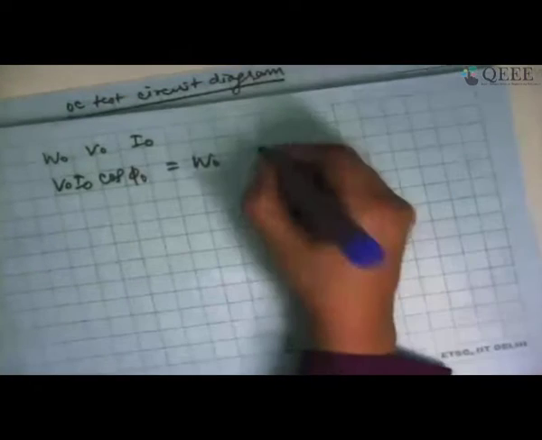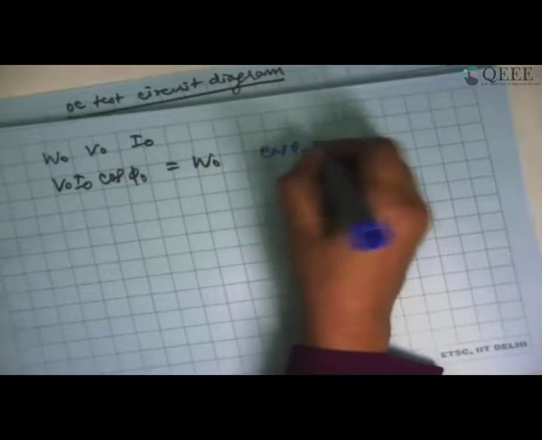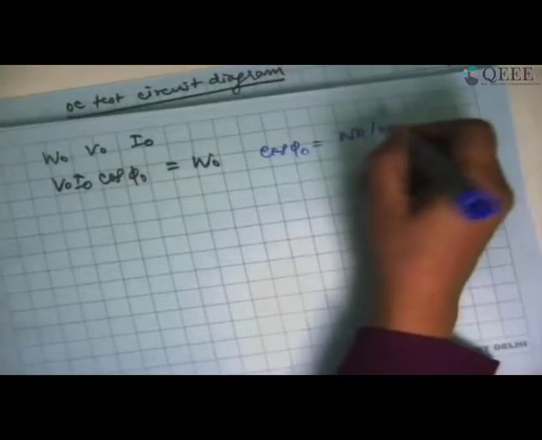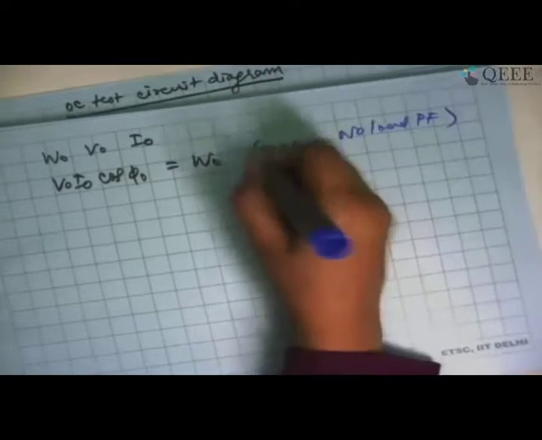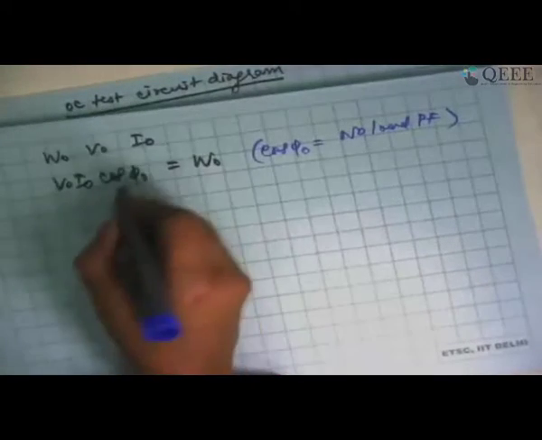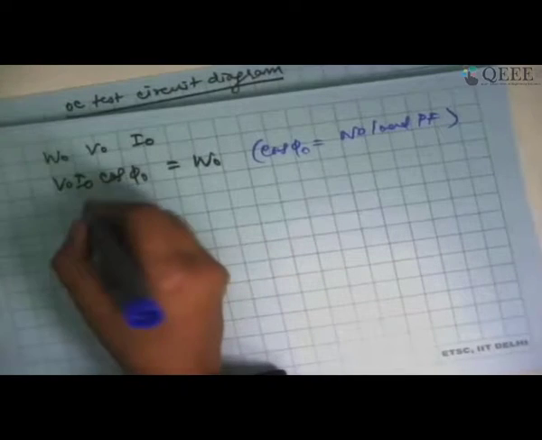Now that I have got W0, V0 and I0, I can say V0 I0 cos phi naught is equal to W0, where cos phi naught is the no load power factor. Now, let me say that no load power factor is known.